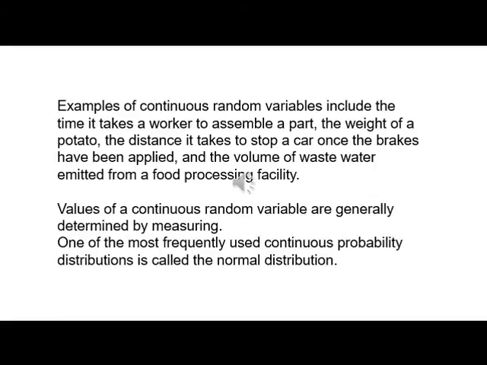Examples of continuous random variables include the time it takes a worker to assemble a part, the weight of a potato, the distance it takes to stop a car once the brakes have been applied, and the volume of wastewater emitted from a food processing facility. Values of a continuous random variable are generally determined by measuring. One of the most frequently used continuous probability distributions is called the normal distribution.